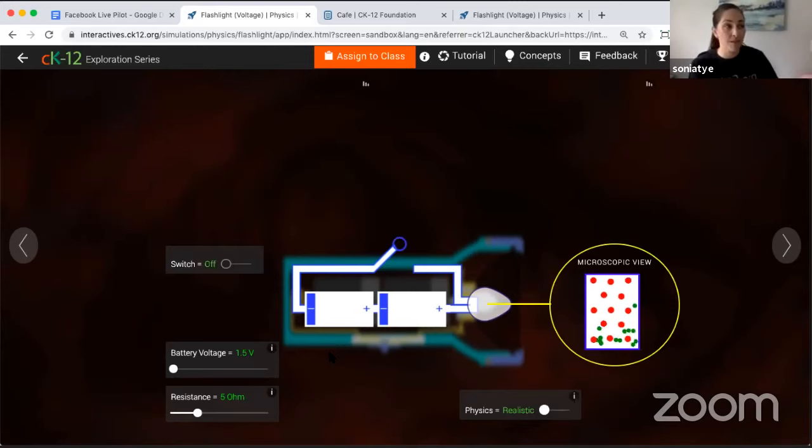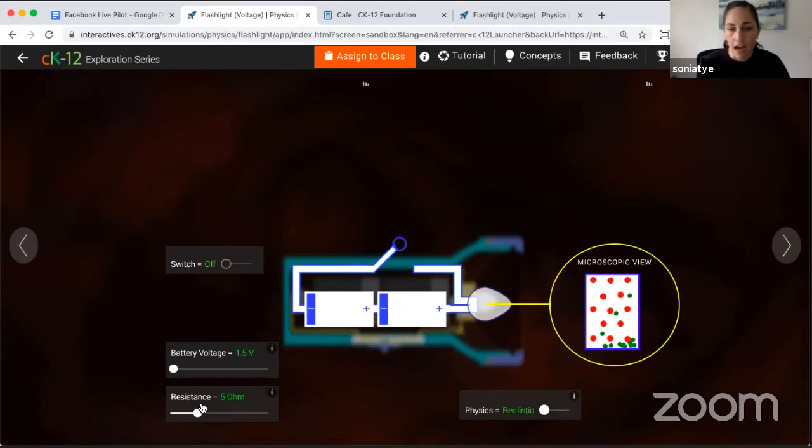Now I said maybe you open up your flashlight if you have AA batteries or AAA batteries. I encourage you to go figure out how many volts are in those batteries and then adjust this slider so that it models your flashlight at home. So right now I have two D batteries at 1.5 volts lined up here using this voltage slider.